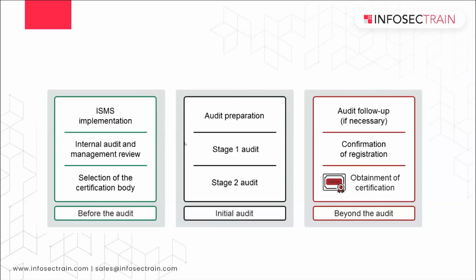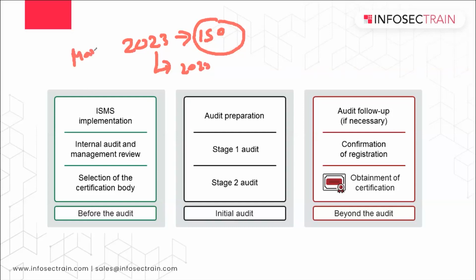Now, what will be the next step? Once we got the certificate, after that, what is to be done? We have to maintain it. How are we going to maintain it? Every year there will be the same process. Let's say in March 2023 my organization got the ISO certificate, and I need to maintain this. Now in March 2024, there will be an audit again.